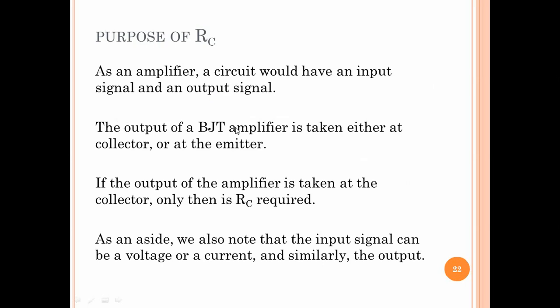As an amplifier, of course, a circuit would have an input signal and an output signal. The output of a BJT amplifier is taken either at the collector or at the emitter. We'll see this subsequently. Right now, this is just information. If the output of the amplifier is taken at the collector, only then is RC required. If it is taken at the emitter, then RC is not required. Of course, why this is so, again, we'll see probably in the next lecture or the lecture after that.